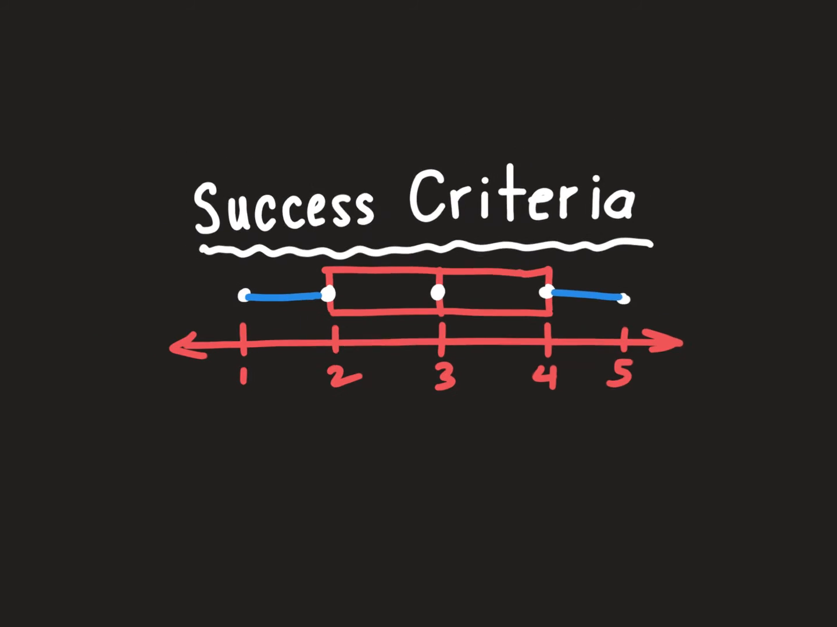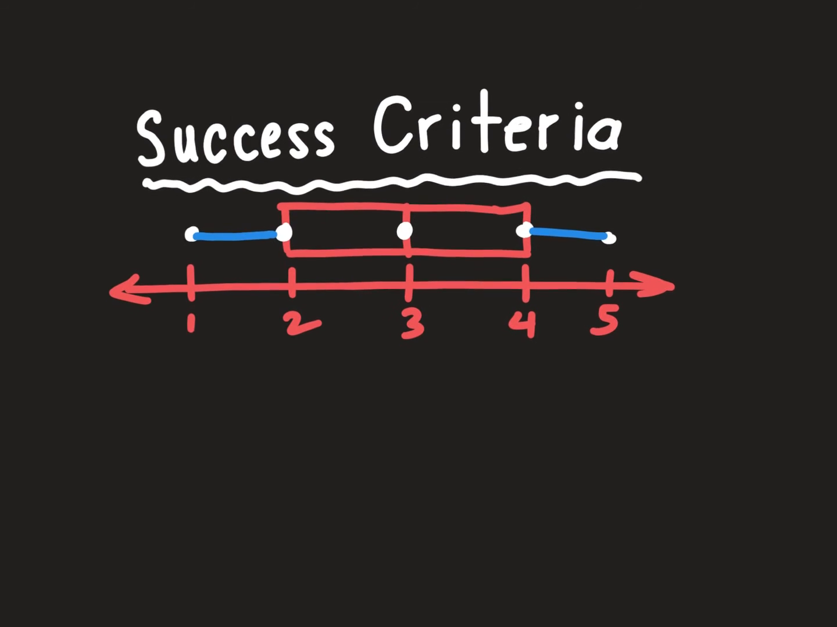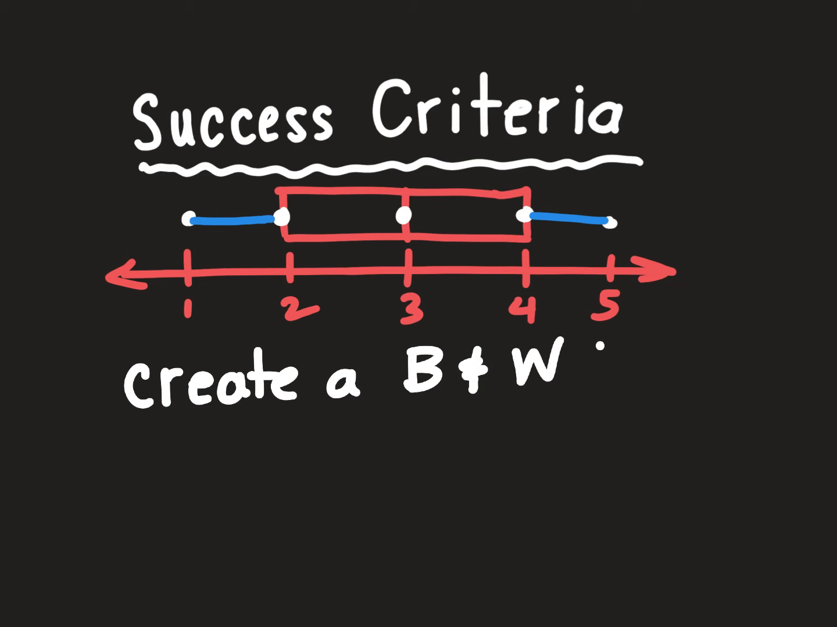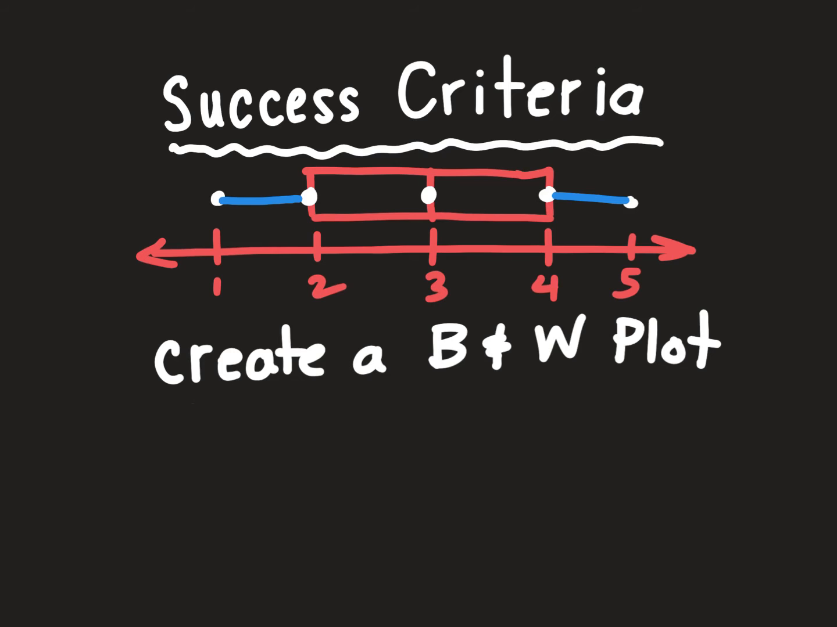So one of my learning targets is to be able to create a box and whisker plot. By the end of this target, they should be able to create one of these right here. All right, that's really important. That is my learning target. That is where I want to get them to. Well, the next question I have to ask myself is, how do I get them there?